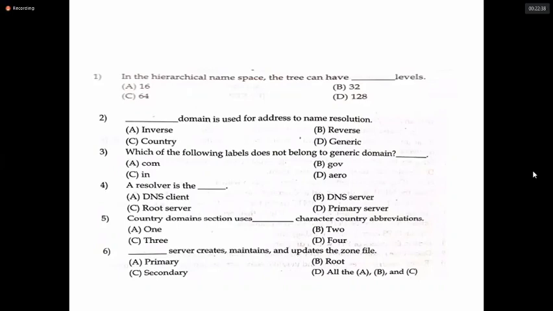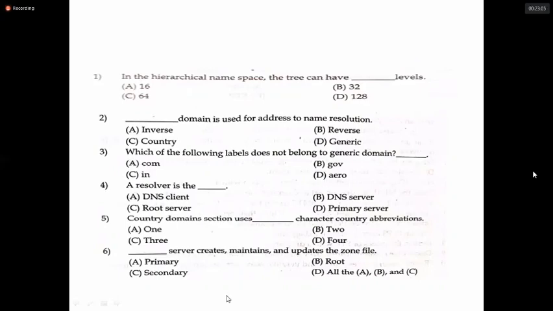Fine. The country domain section uses a two-character abbreviation. I think I discussed it yesterday. Two, ma'am. Yes, you know that it is two. Next one. Is it informative? You asked me to solve the problems, but there are no problems in this particular chapter. So is it informative? Yes, ma'am. Okay, go for the sixth one.